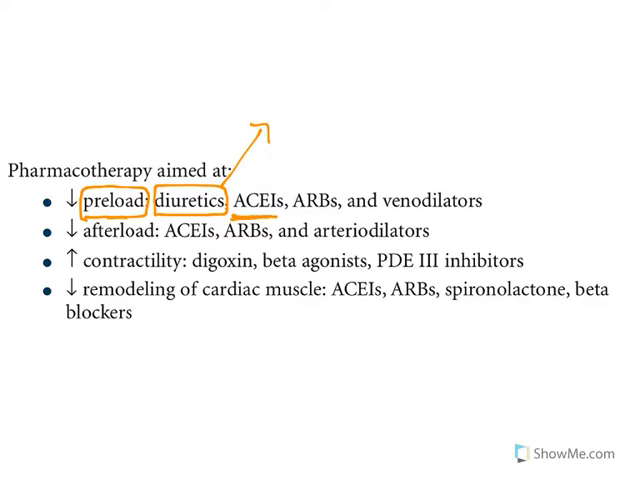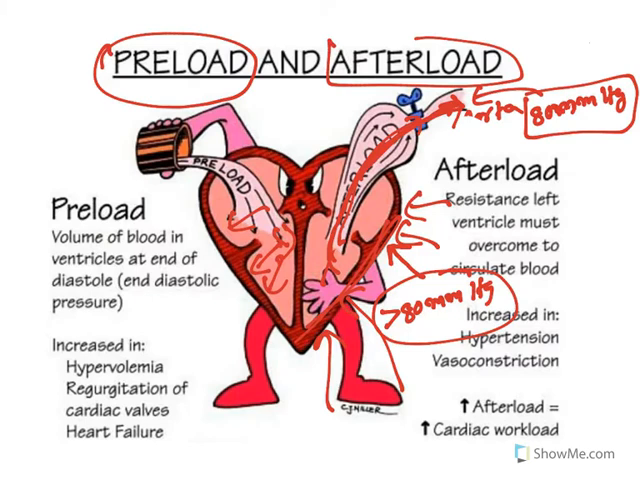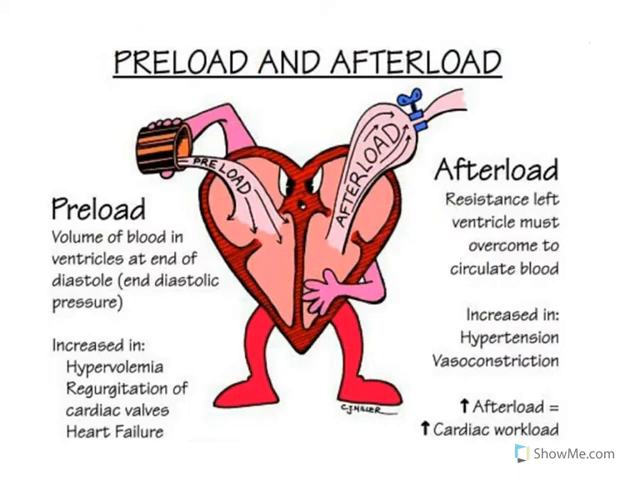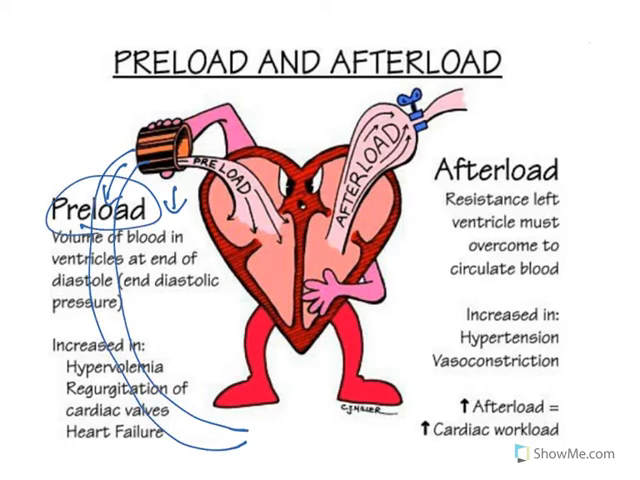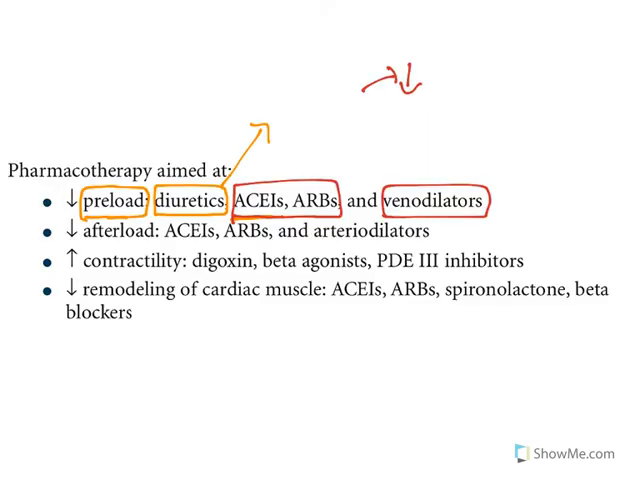Similarly, ACE inhibitors, angiotensin converting enzyme inhibitors, or angiotensin receptor blockers, both of them will cause a kind of vasodilation, due to which the amount of blood reaching the heart is reduced. That means preload is reduced. Similarly, venodilators. Understand these things. See, when veins are dilated, see how the heart gets the blood through the veins. When veins are dilated, blood falls back and this preload is reduced. So the major groups which aim at reducing preload are diuretics, ACE inhibitors and ARBs, and venodilators.